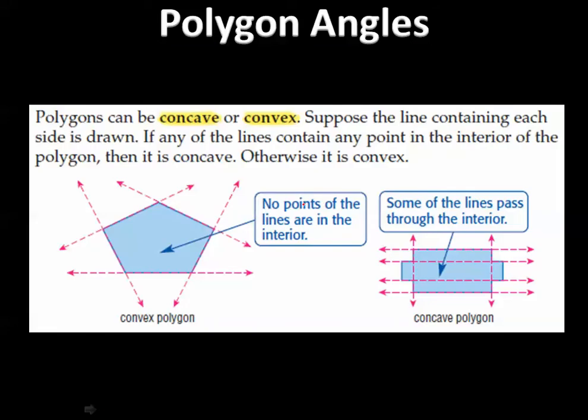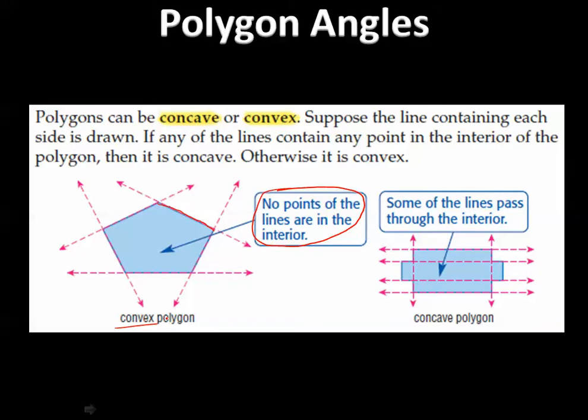Okay, convex and concave, and this kind of gives you an idea of how to work those. This is the main thing I want you to get out of this. This is how we tell if they're convex or concave. There are no points of the lines in the interior. See how all the lines go right over the edge, and you don't see any of the lines inside the interior. So that means it's convex.